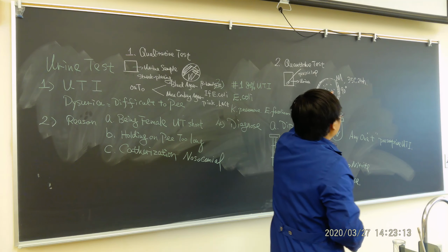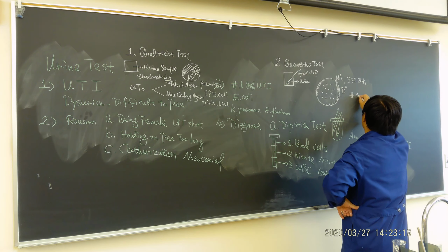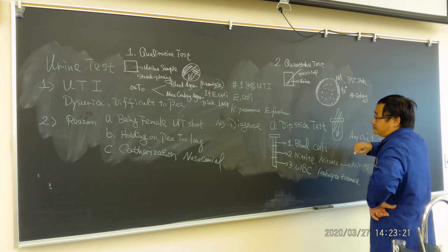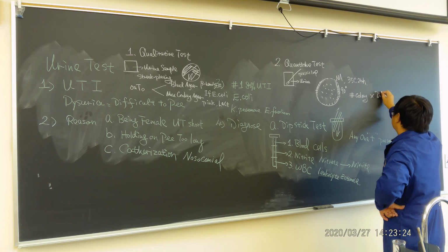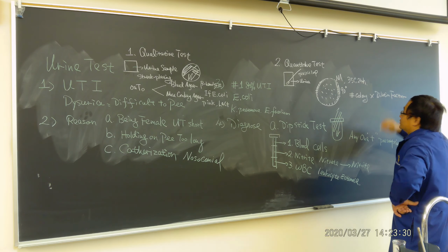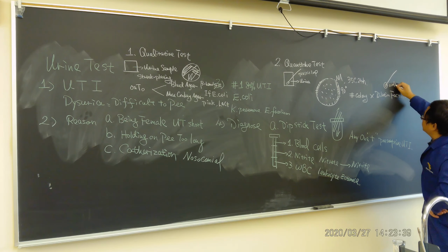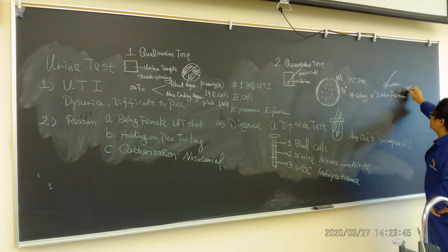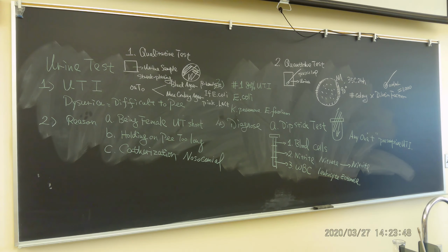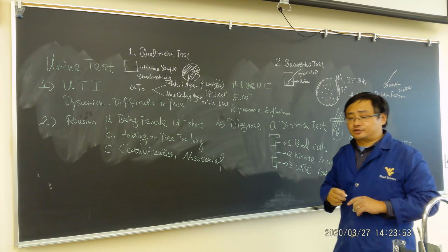Then we're going to count the colonies. First of all, we count the colonies, so this is the number of colonies. Then we multiply by the dilution factor. Now, what is the dilution factor? This is about how much is carried on the top of the loop. We assume 0.001 ml is carried there, so the dilution factor is 1,000.